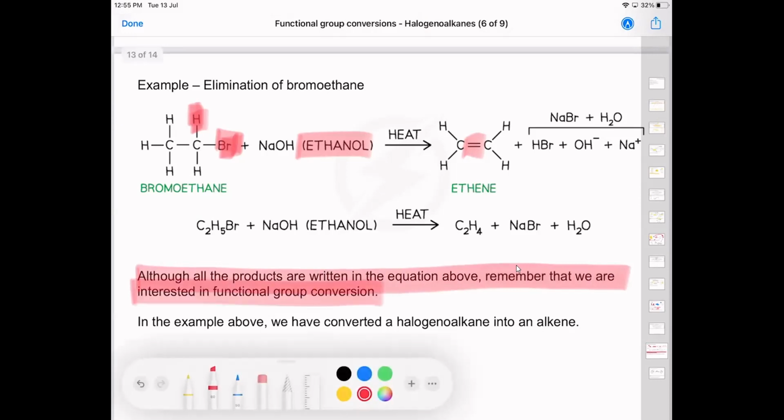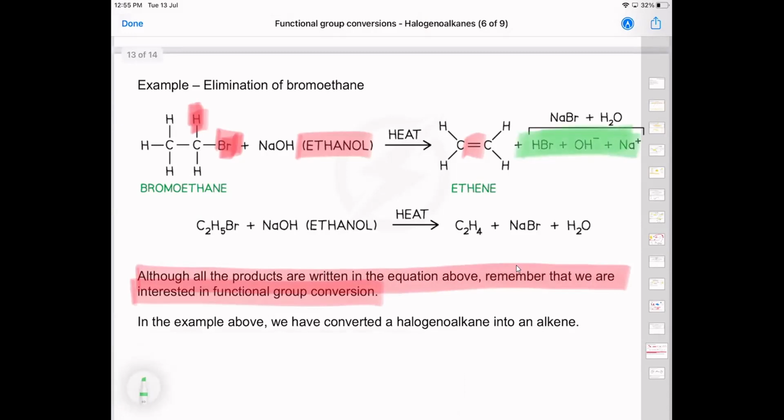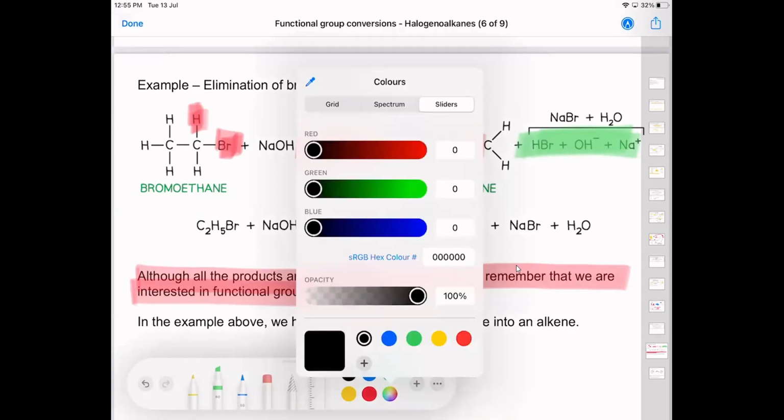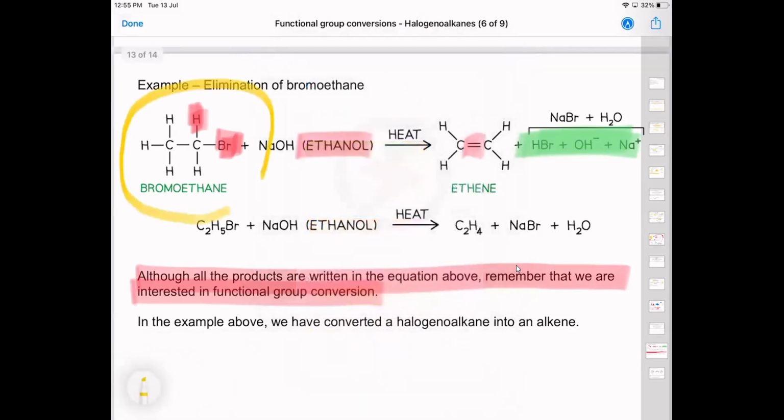And then although all the products are written in the equation above, remember that we're only interested in the functional group conversion. We actually don't really care about all this nonsense on the left-hand side here. That's not important. The most important thing is that we have this molecule on the left. Let's highlight the molecule. We have this molecule here, and we just want to turn it into that molecule there. All of this is just waste. When I say waste, we're not interested in those products. We filter them off and we throw them away. If we can recycle them, great. If we can't, too bad.